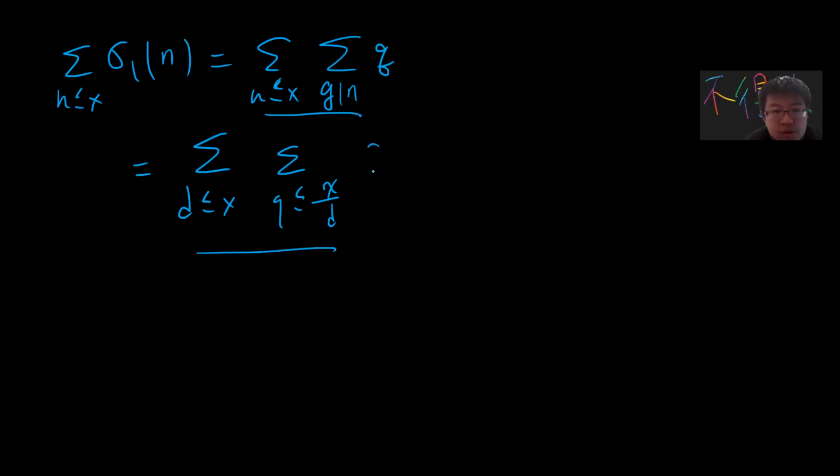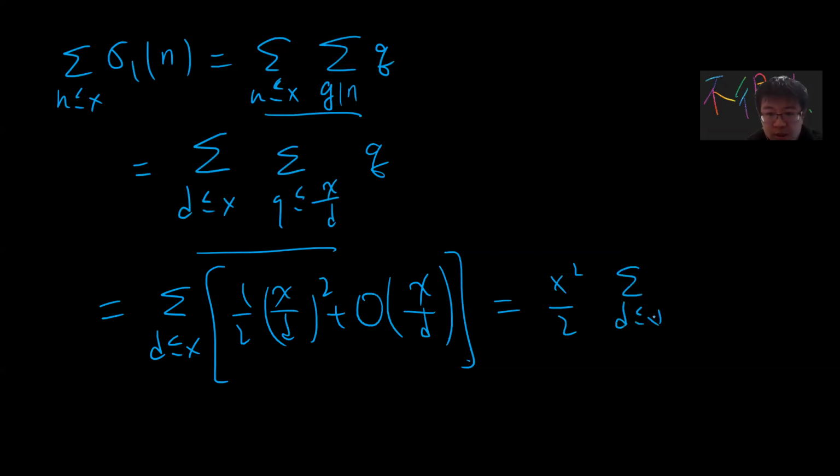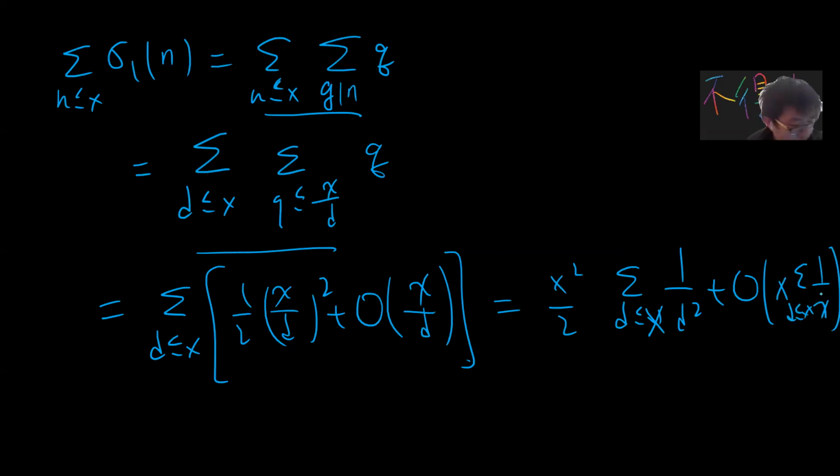Okay, you get q, and so this term you can do the integration. Because this is the sum over q up to x divided by d, it'll be half of x divided by d squared plus the first term, which is linear. Okay, and also d less than or equal to x. So you take out all the x, you get x squared divided by 2, summation d less than or equal to x, 1 over d squared, plus O of x summation d less than or equal to x, 1 over d.